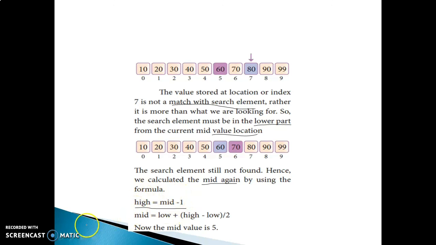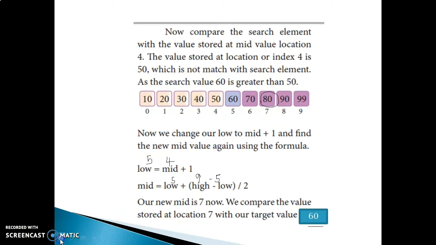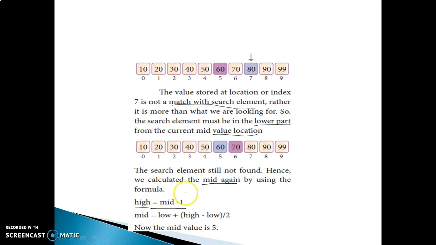What is the last mid value? The last mid value is 7. Now 7 minus 1. What is the high value? The high value is 6.